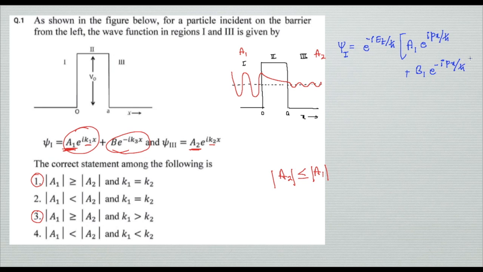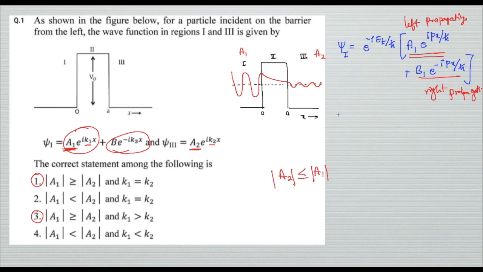Now this particular part is your right propagating wave. So this is your left propagating, and this one is your right propagating, as I told you before. So this is the right propagating wave.